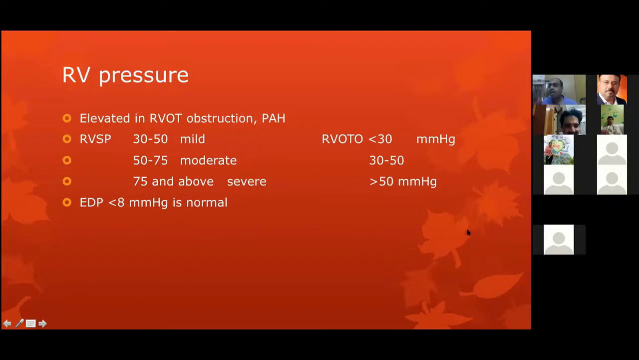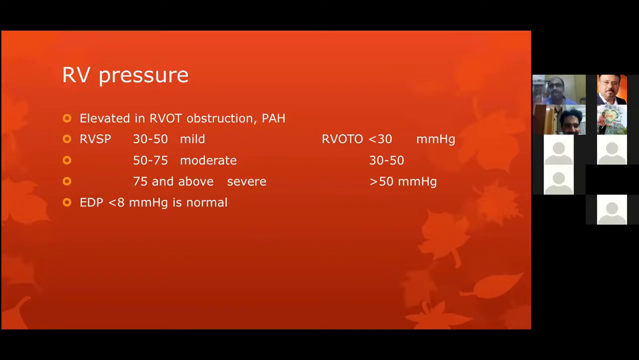Is RVSP and echo RVSP the same? Echo RVSP uses the principle of tricuspid regurgitation. It assumes an empiric right atrial pressure based on your gut feeling about what is the right atrial pressure. The gut feeling is decided by clinical examination of the jugular venous pulsation or echocardiographic assessment of the inferior vena cava. And based on this, you arrive at the RV systolic pressure.